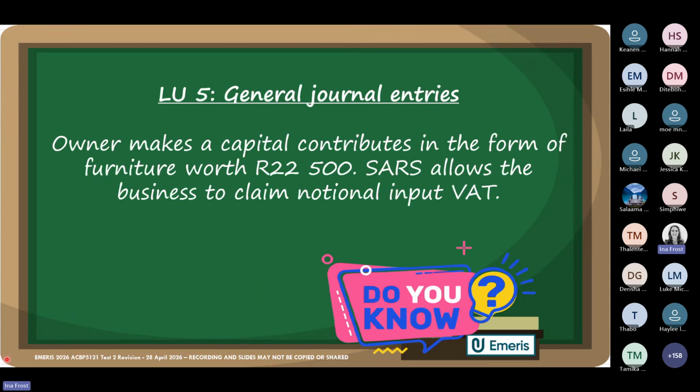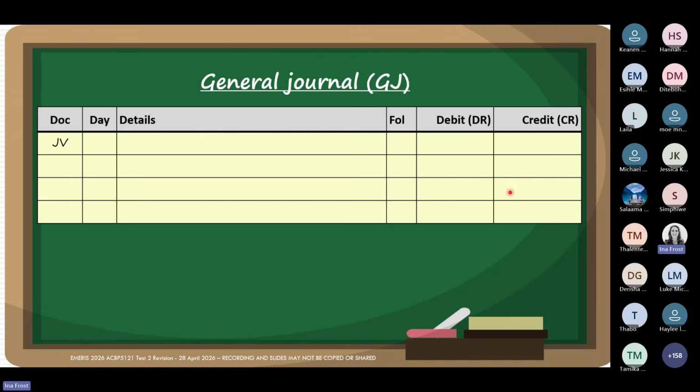The owner makes a capital contribution in the form of furniture worth 22,500 rands. And the receiver of revenue, SARS, said yes, the business can claim input VAT. So now we're going to record this transaction in the general journal. Let's first begin by looking at what a general journal looks like.